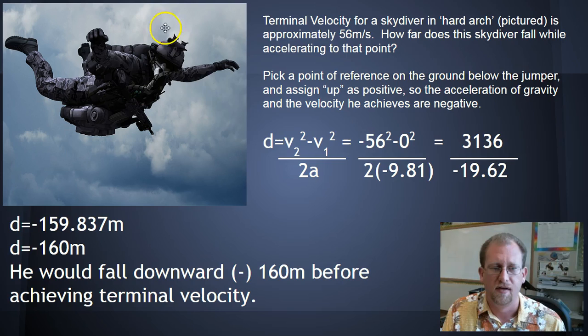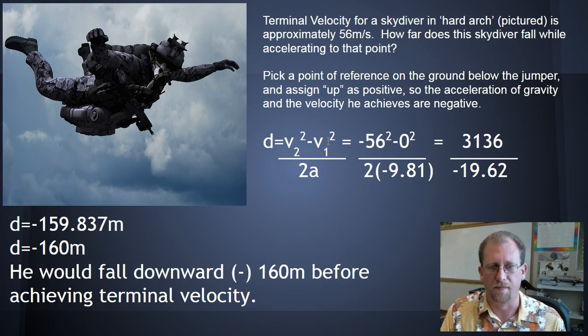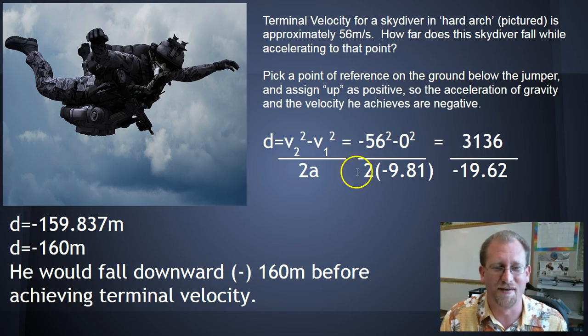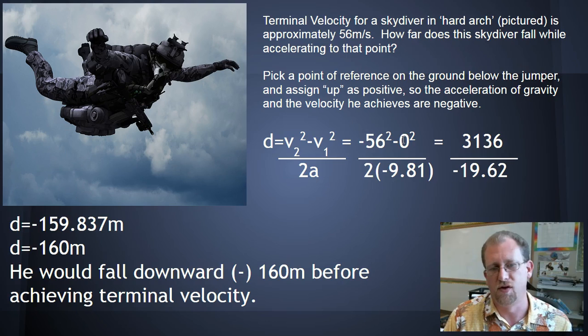So here's my formula. D equals the final velocity squared minus the initial velocity squared divided by twice the acceleration. Okay, so the final velocity is 56 meters a second. Initial velocity is 0. He was hanging there for a split second as he jumped out of the plane. Okay, 0 squared is 0.